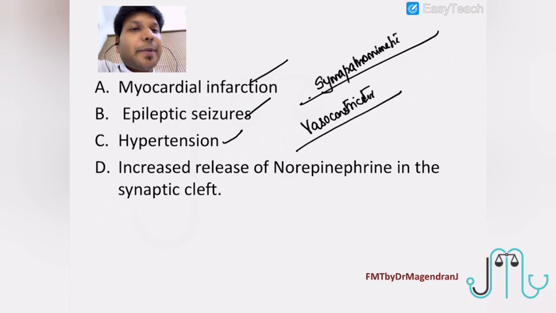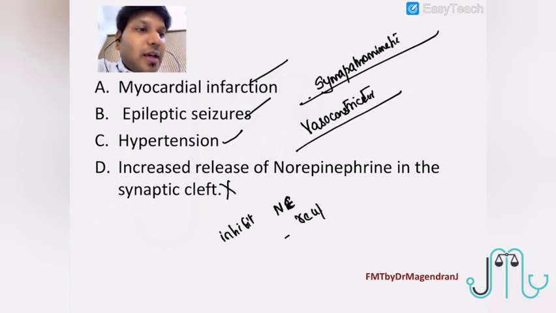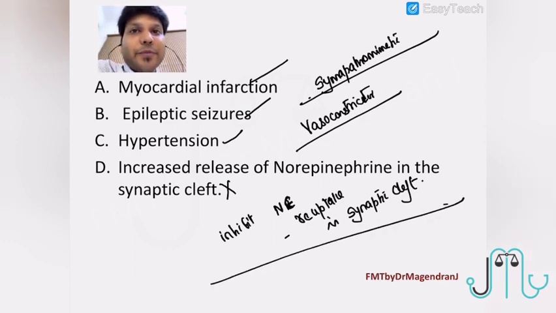Increased release of norepinephrine in the synaptic cleft, that is wrong. It is basically not due to the increased release of norepinephrine. Cocaine acts by inhibiting the norepinephrine, noradrenaline reuptake in the synaptic cleft. That is the actual mechanism of action for cocaine.